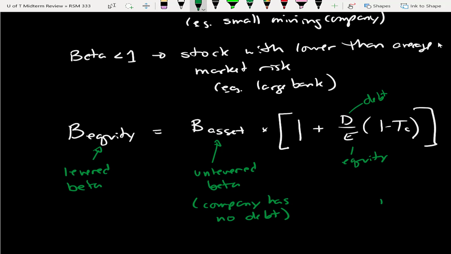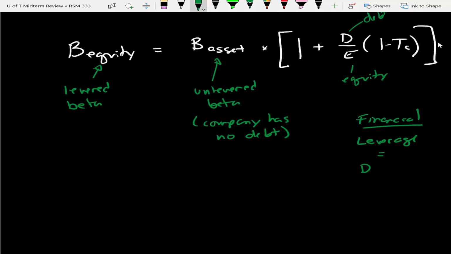Because leverage is equal to debt in terms of finance. I'll rewrite that. So the terminology in finance is that leverage equals debt. So if you have no debt, you are considered unlevered. If you're a levered company, then you have some debt. Even if it's $1, you are a levered beta.